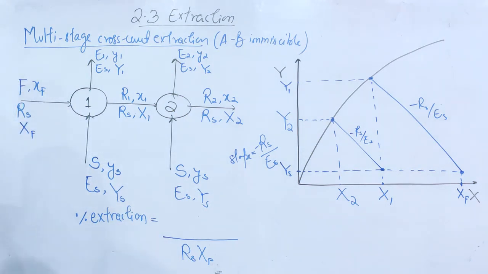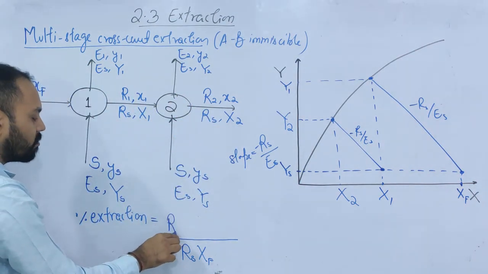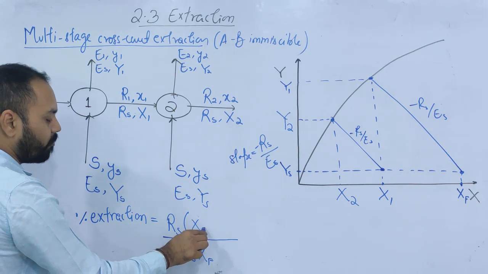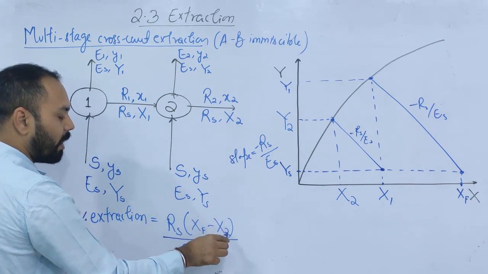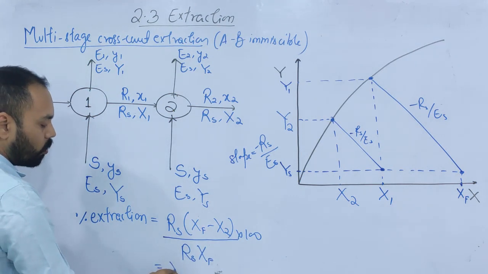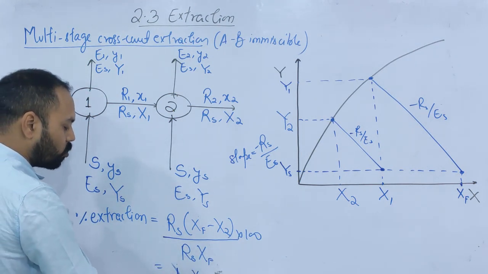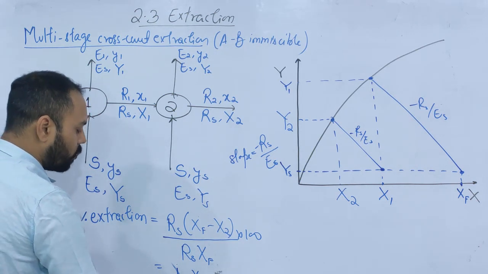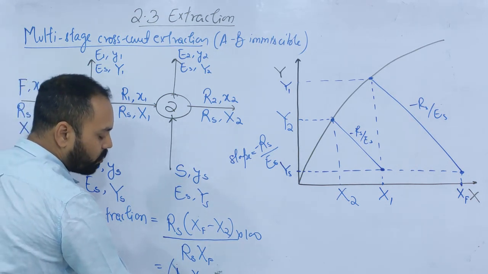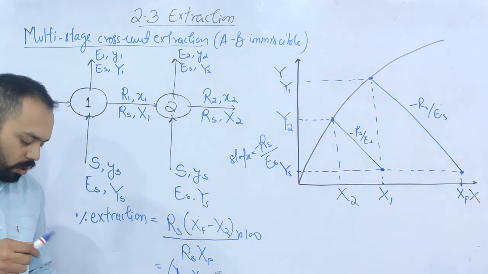What is the solute removed? Removed means initial minus final. So that is Rs multiplied by Xf minus X2. That is the solute removed, and if you divide by the initial and multiply by 100, then definitely you are going to get 1 minus X2 by Xf into 100. This is called percent extraction. Sometimes it is asked in the question or sometimes it is given in the problem. Now let me clarify one more thing.